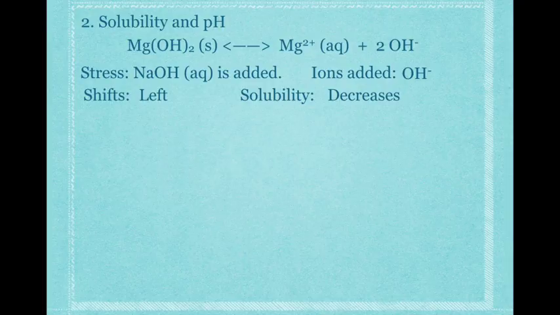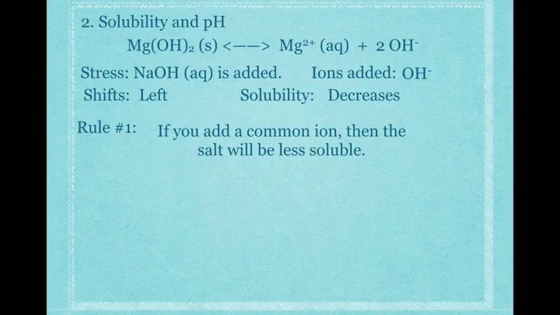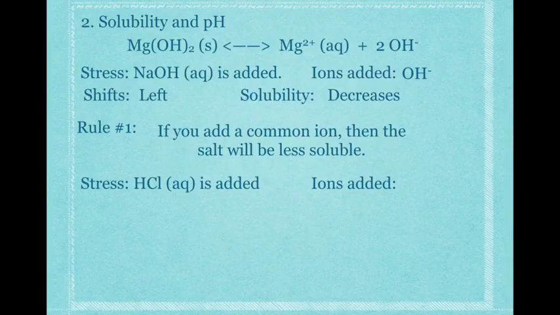This seems like I just repeated myself from the previous section. However, what I'm talking about is pH. In this case, I increased the pH by adding sodium hydroxide, which caused a shift to the left, which caused my solubility to decrease. Sodium hydroxide was added, and since that's a common ion, the salt is going to be less soluble. Well, what if I don't add a common ion?